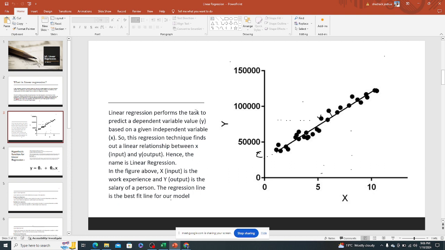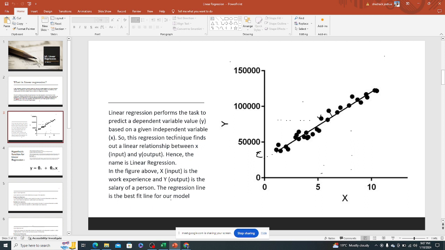Linear regression performs the task to predict a dependent variable value y based on a given independent variable x. So you can see in this case we are predicting y using values of x. That's why we are saying linear regression performs the task to predict a dependent variable value y based on a given independent variable x.